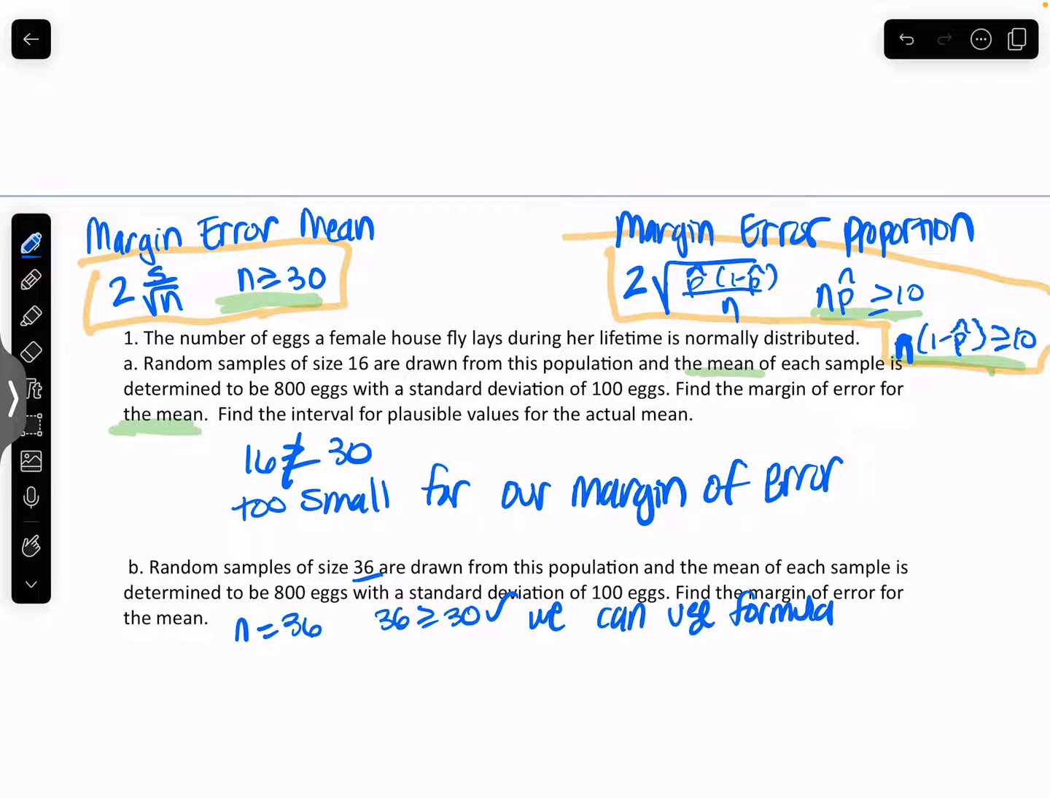So if we calculate this, we're going to do 2 times S. Remember that S is the standard deviation for the sample. So since our sample has a standard deviation of 100, the S is 100. So we're going to do 2 times S, which is 100, over the square root of n. And our n is 36.